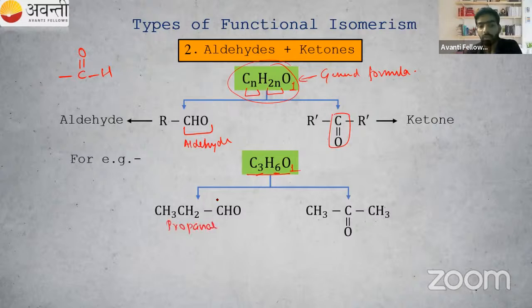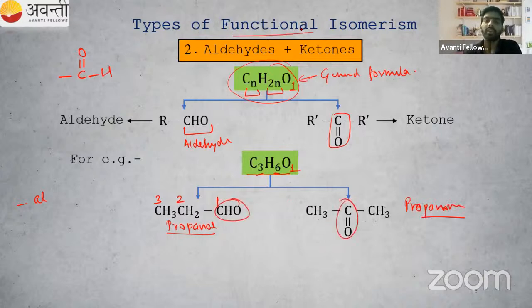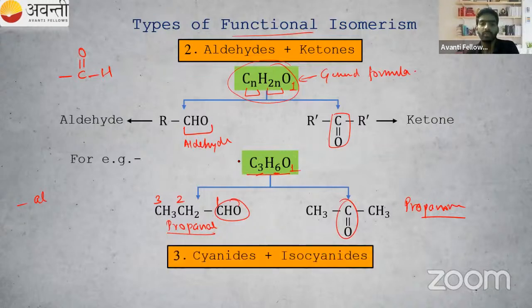Propanol. Why propanol? This is because 1, 2 and then 3. 3 कार्बन है, that means propane, and then the aldehyde है. So aldehyde का Al क्या आ जाएगा तुम्हारे पास? Suffix में आ जाएगा, तो ये जाएगा propanol, and then the another one is your propanone. This is your what? Propanone. Only difference is CHO and then C double bond O. So हो गया ना functional group, functional isomerism.